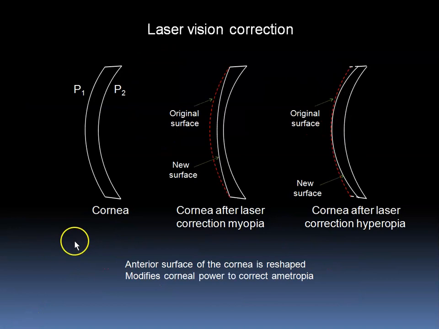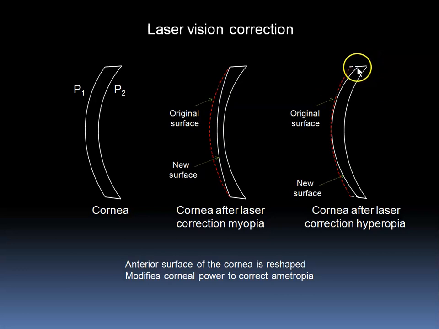Here we show laser vision correction in which the surface curvature of the cornea is reshaped by an excimer laser. Here we show the original surface curvature, and here we show the final one. The final one is flatter and therefore weakens the power of the cornea and allows the image to be formed further back in this myopic eye. Note that there's a thinner cornea after the procedure in the center.